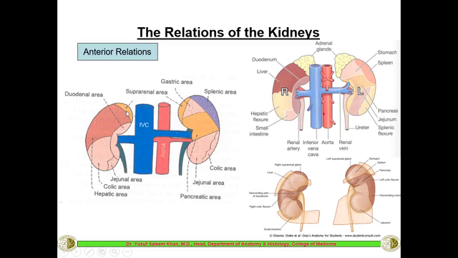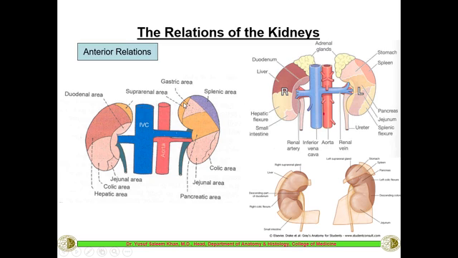At the upper pole, most superiorly on either side, it will be the suprarenal gland. Below that, on the right side, it will be the liver, and especially near the medial border will be the curvature of the duodenum, and here will be the colon, and the jejunal folds of the small intestine will be present on the anterior relation. So these are some of the relations of the right kidney.